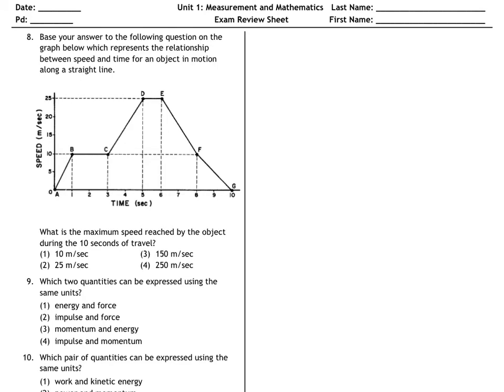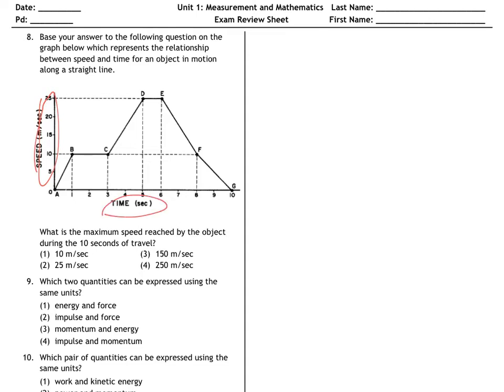Okay, number 8. So we have a very complicated graph, but the question reads, what is the maximum speed reached by the object during the 10 seconds of travel? In this particular graph, it looks like speed versus time.